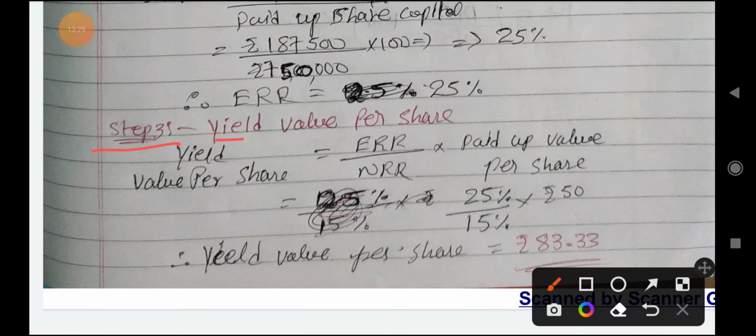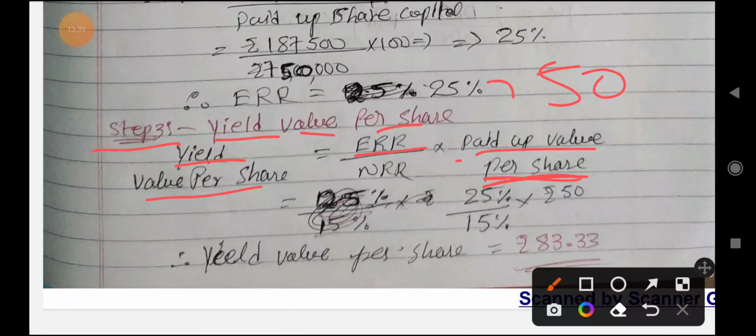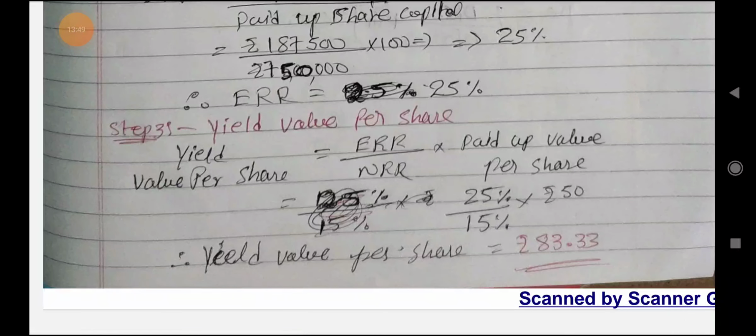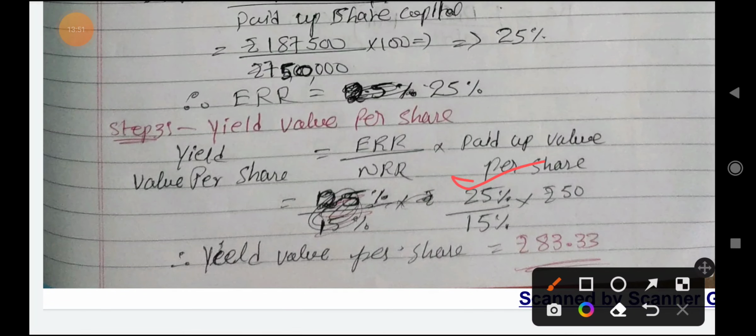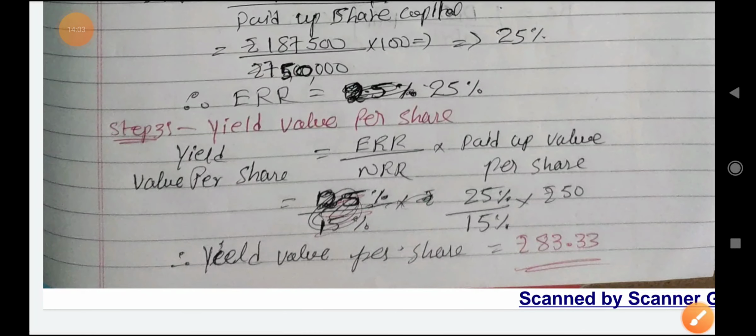Step 3, yield value per share is equals to ERR by NRR into paid up value per share. Each share it is rupees 50, so here we need to take 50, and here total paid up share capital we need to take in step 2. So 25% divided by 15%, or 25 divided by 15 into rupees 50 paid. Yield value per share is 83.33. That will be your answer.